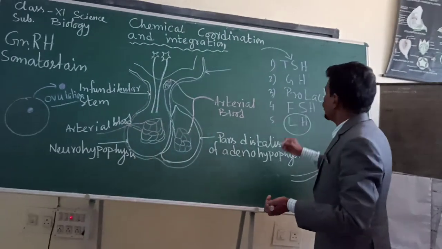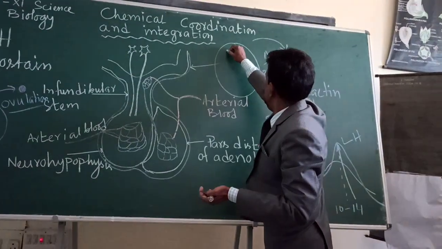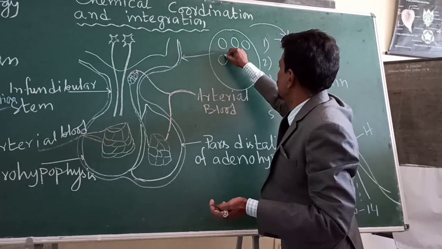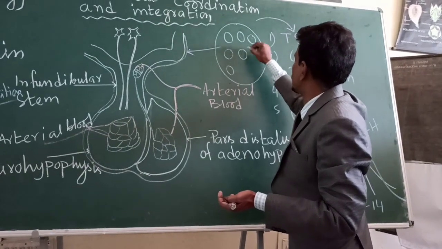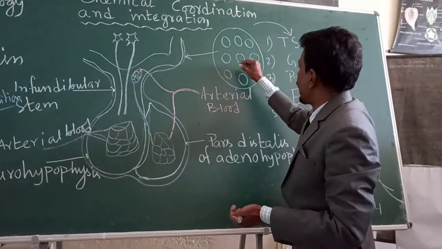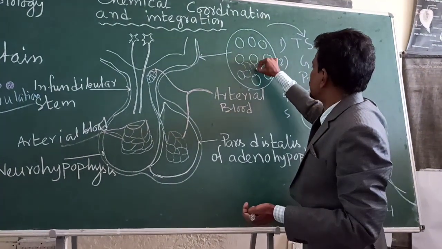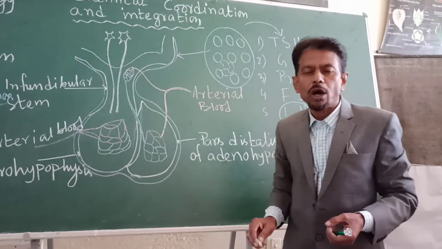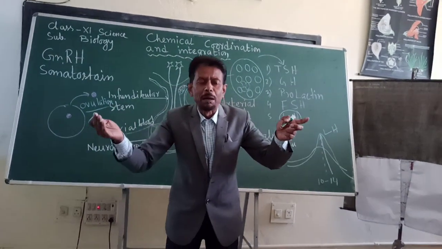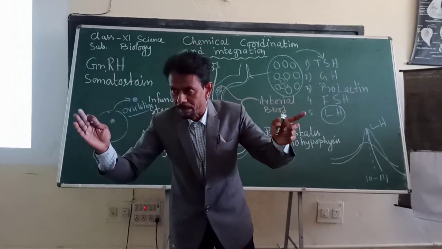In the male, within the testes, suppose this is the testes, you have seminiferous tubules. These are the seminiferous tubules when you cut a TS. And between the seminiferous tubules, you have interstitial cells, meaning in the spaces between the seminiferous tubules. This is called interstitial cell. Otherwise, it has the name Leydig cell or interstitial cell of Leydig.